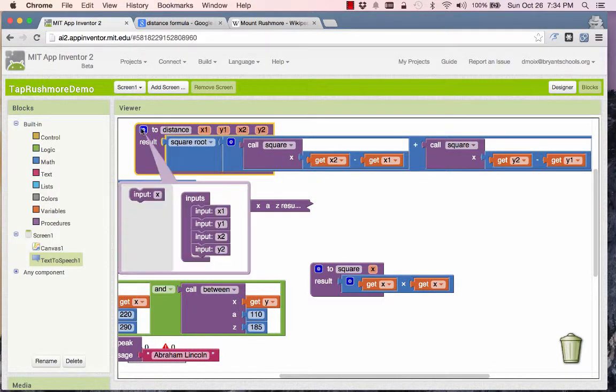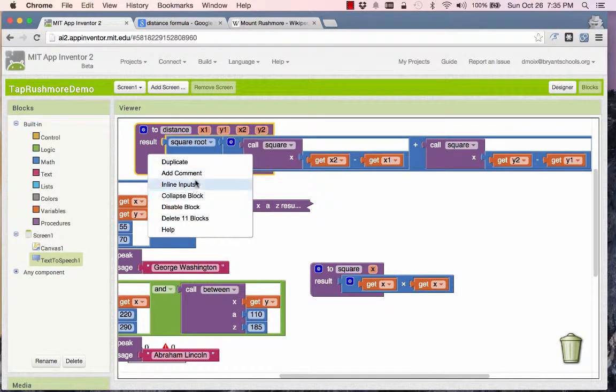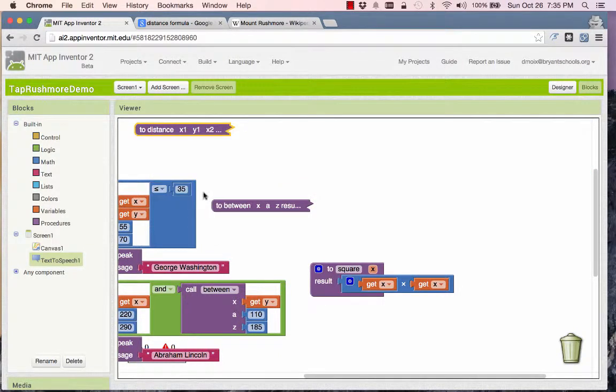We can add as many of these inputs as we want using this mutator, this set of gears, and we can make a procedure or a function that takes any number of inputs. And if you don't want to have that all waiting on you, you can collapse it just like that.